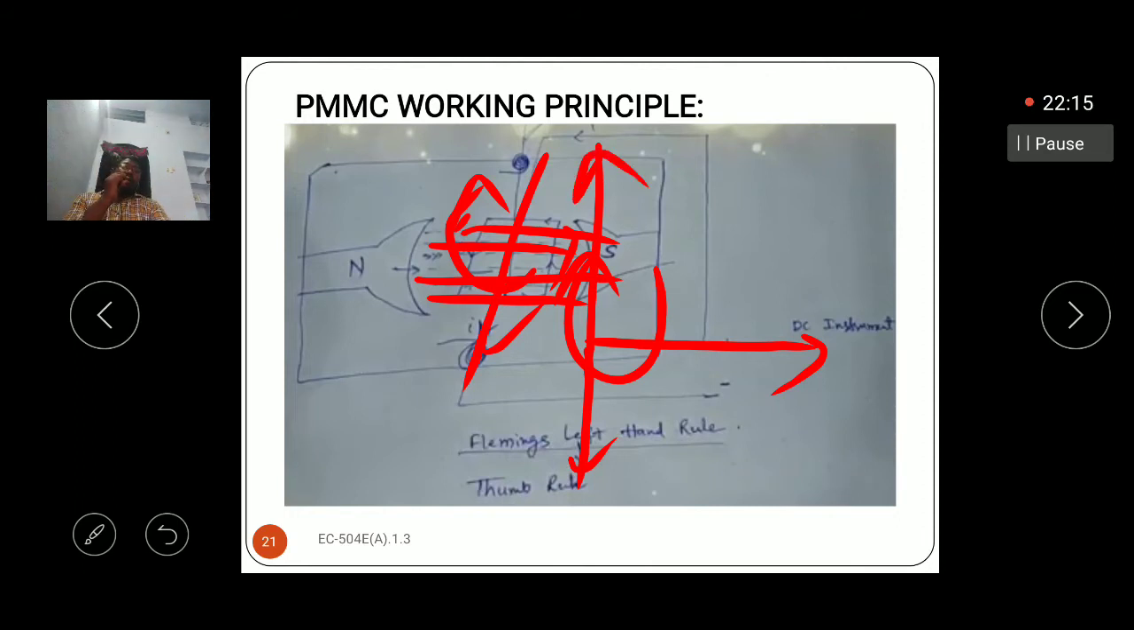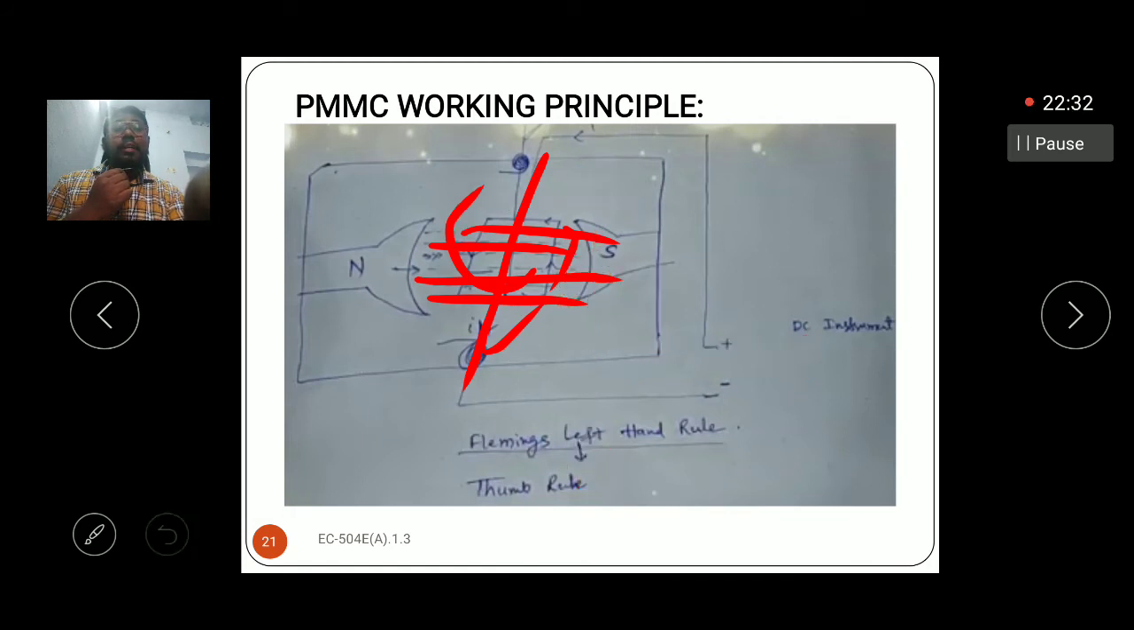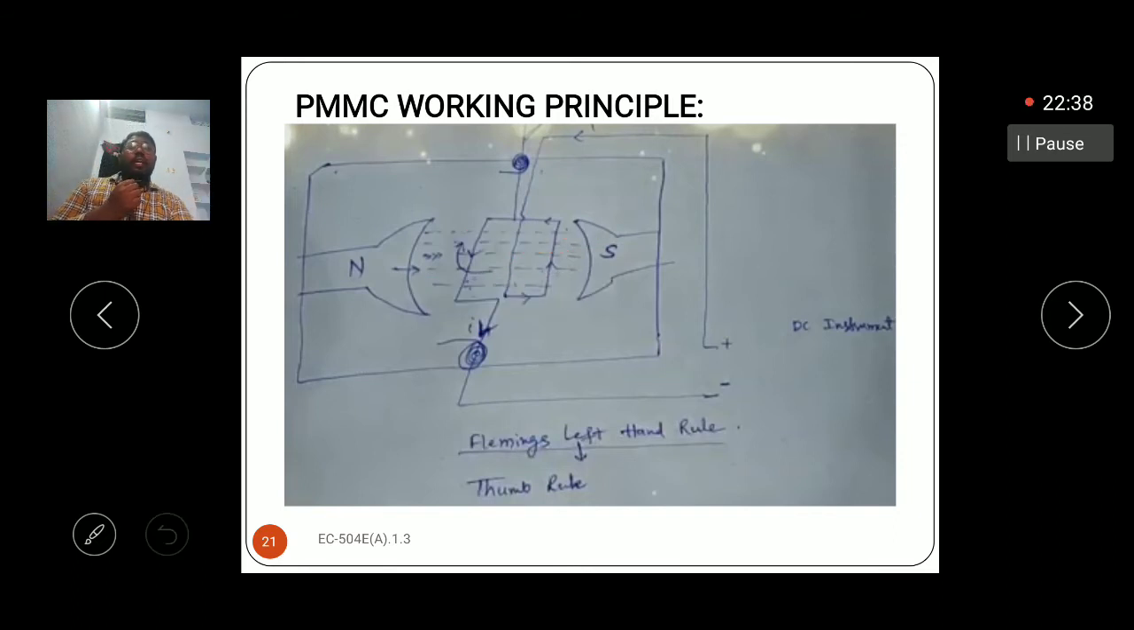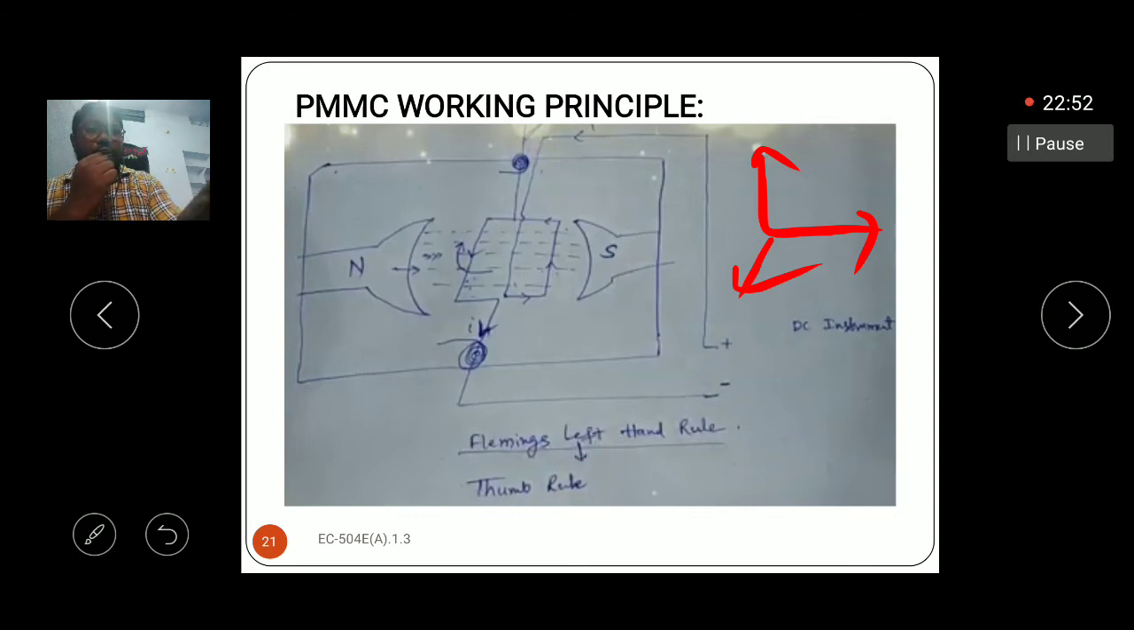That means the arrangement follows a thumb rule, the Fleming left hand thumb rule. With the help of Fleming's left hand rule, we observe the concept and working principle of this PMMC meter. Based on this, we have to understand how the deflection occurs in the scale. Here the three are mutually perpendicular to each other. The current is passing through this coil in the downward direction.